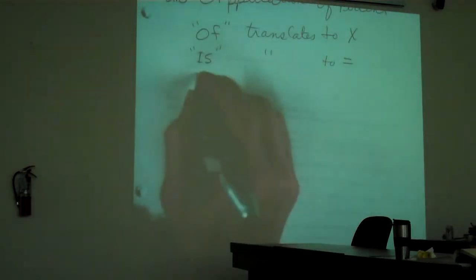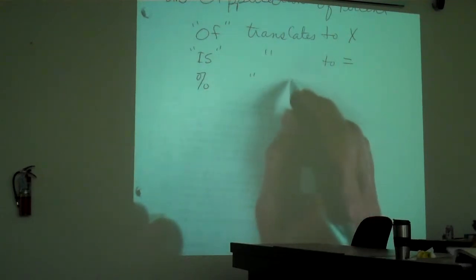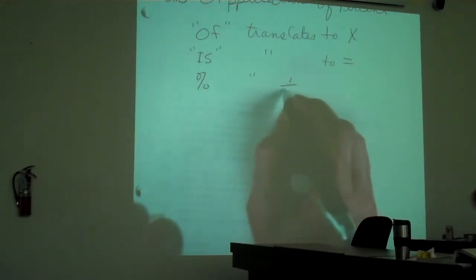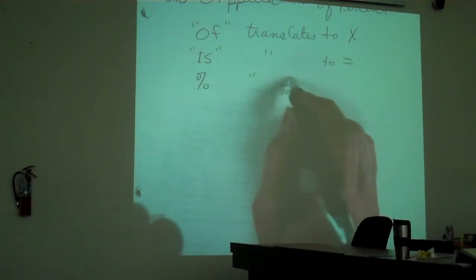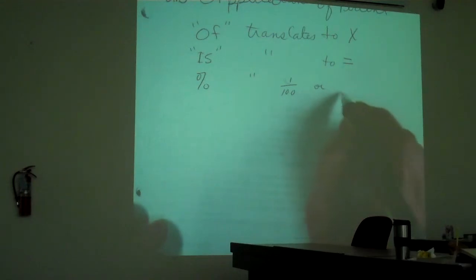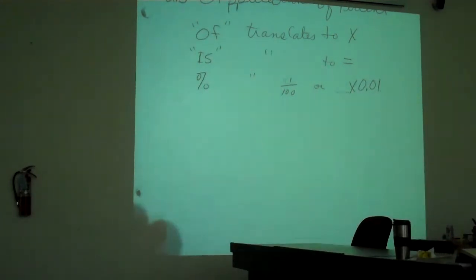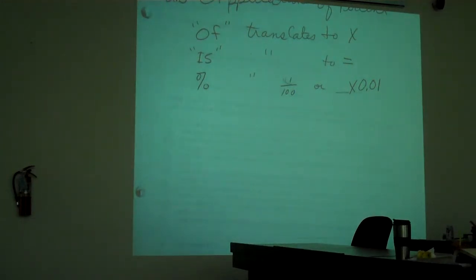The percent part would translate to that number over 100. So whatever that number is over 100, or that number times 1 over 100, is times 0.01. So as a decimal it would be this, as a fraction it would be that.